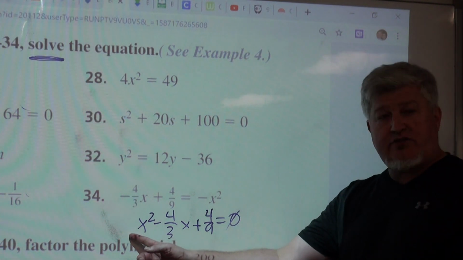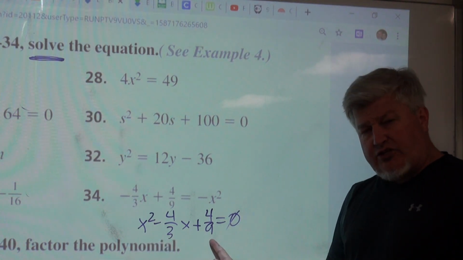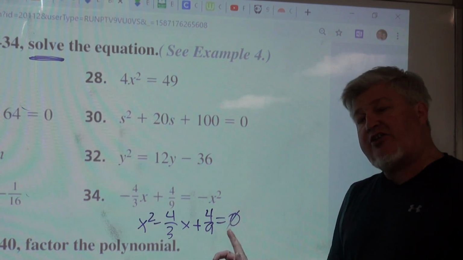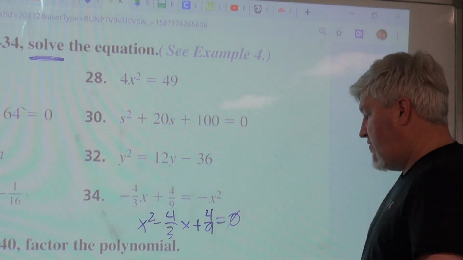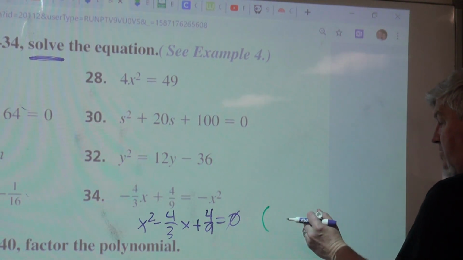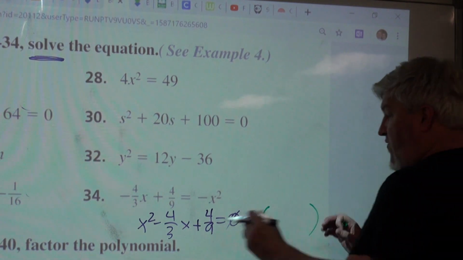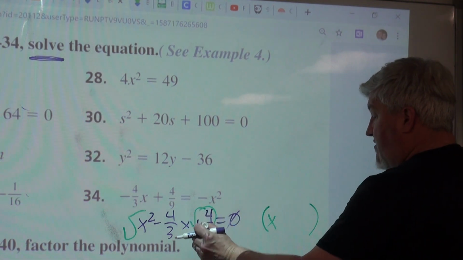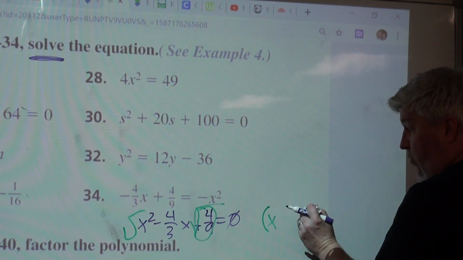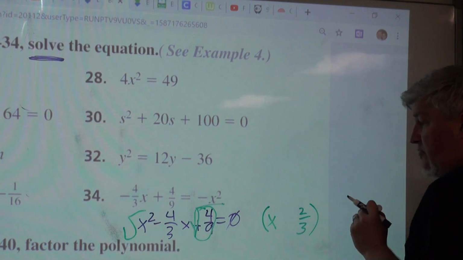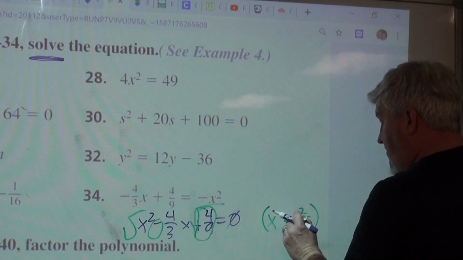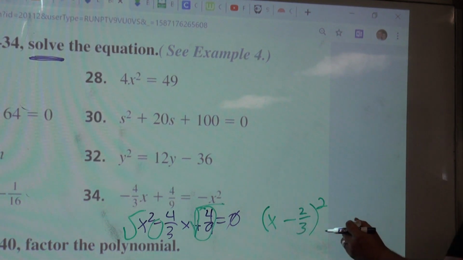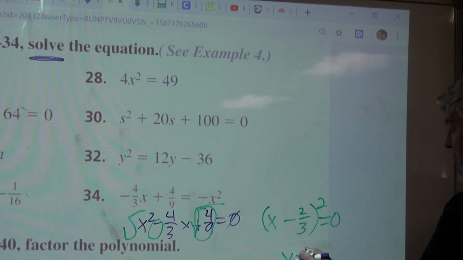You know this is a perfect square. This is a fraction. But because the top number and the bottom number are both perfect squares, this fraction is a perfect square as well. So it looks like this. Square root of x squared is x. Square root of 4/9 is square root of 4 over square root of 9, 2/3. The sign is negative there and squared. X minus 2/3 squared equals 0. X then equals 2/3.